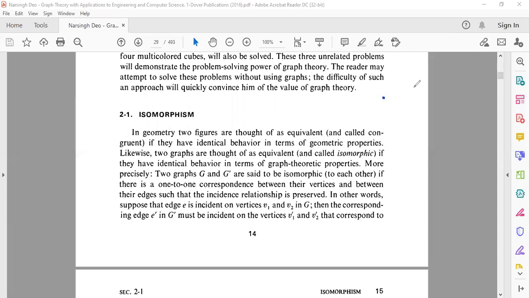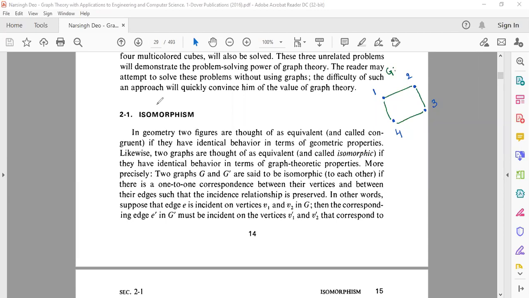Suppose I'm considering a graph like this. Let us not name these vertices V1, V2. For simplicity, let us call these vertices 1, 2, 3, and 4. And I'm going to connect these by edges in the following manner. So how many edges are there? Four edges are present in this particular graph. Let us name this graph as capital G.